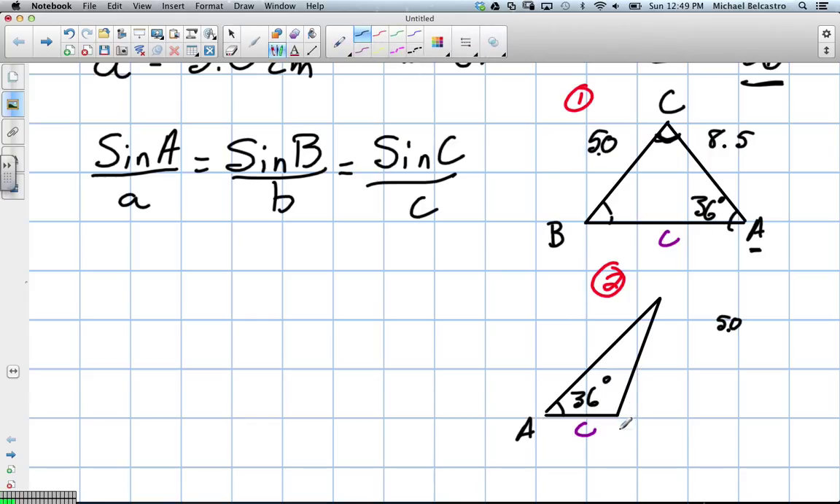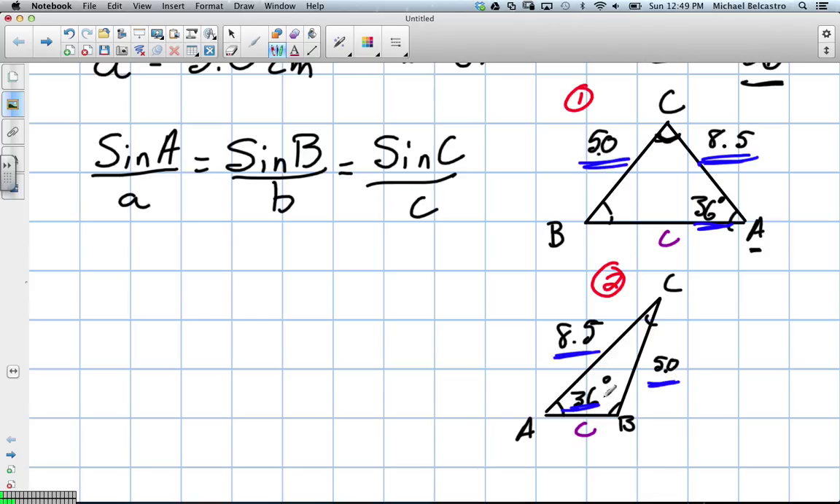And our side B, we said, was our 8.5. Yeah, that's right. Okay, so we may have a triangle set up like this down here. That was incorrect before. We have a triangle set up like this. So we have our 36, our 5, sorry, 8.5 and our 5. And then again, we have our 5, 8.5, and 36. We don't know which of the two triangles we're really setting up here, right?